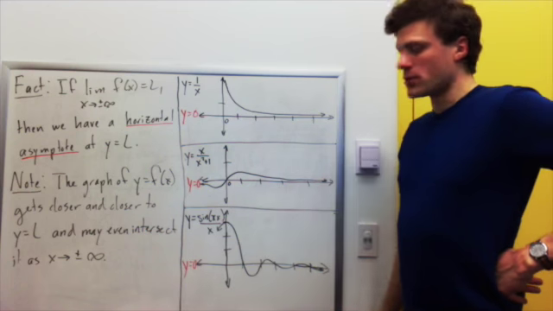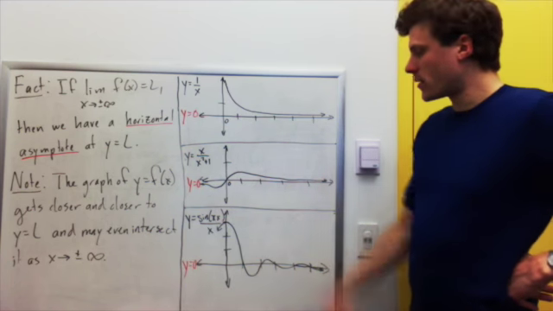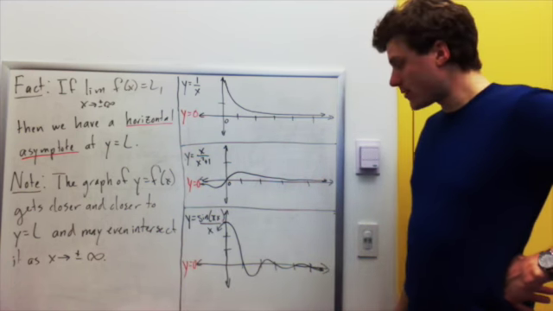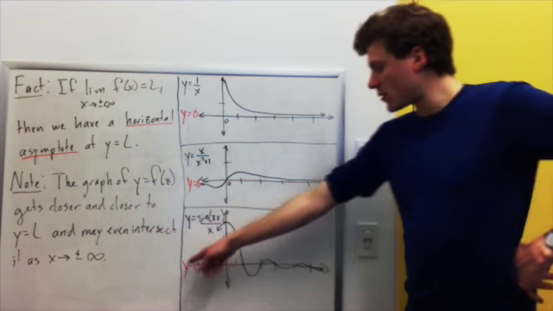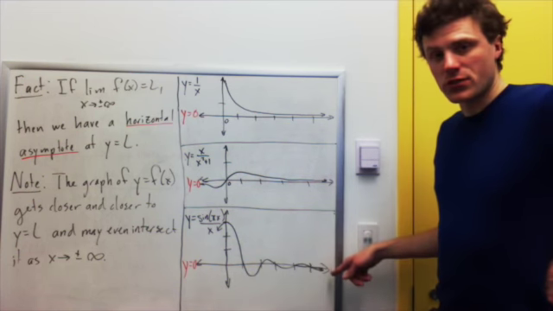I can also have sort of oscillatory behavior. If I take the function sine of pi x over x, then this is going to be something that also has a horizontal asymptote at y equal to 0.